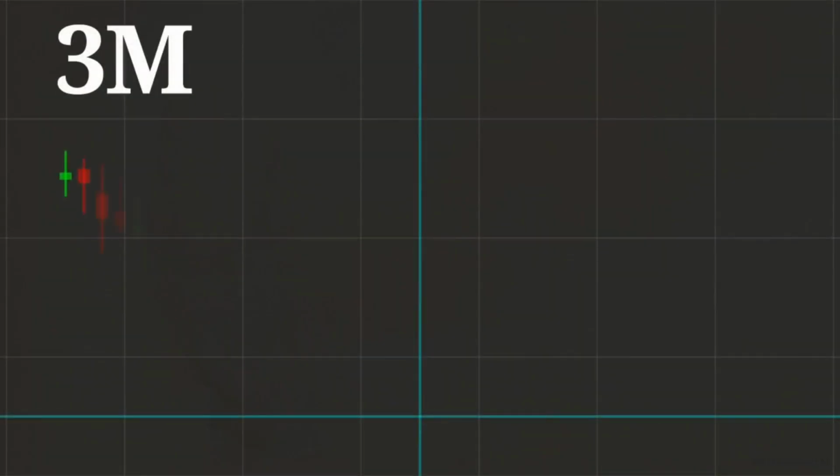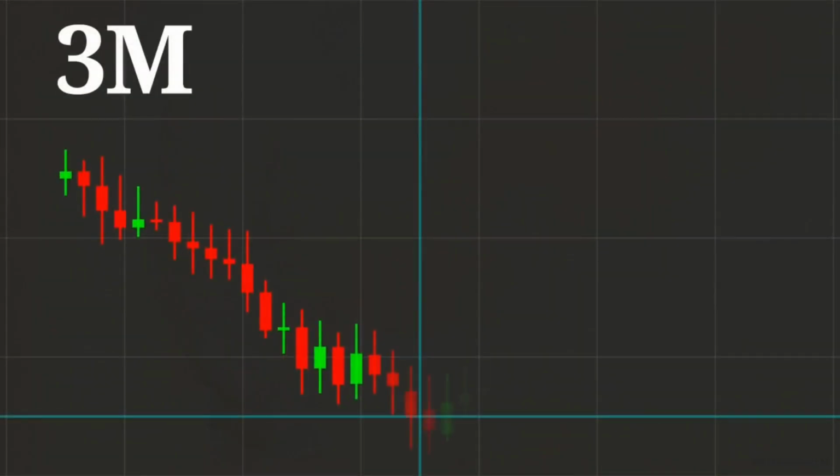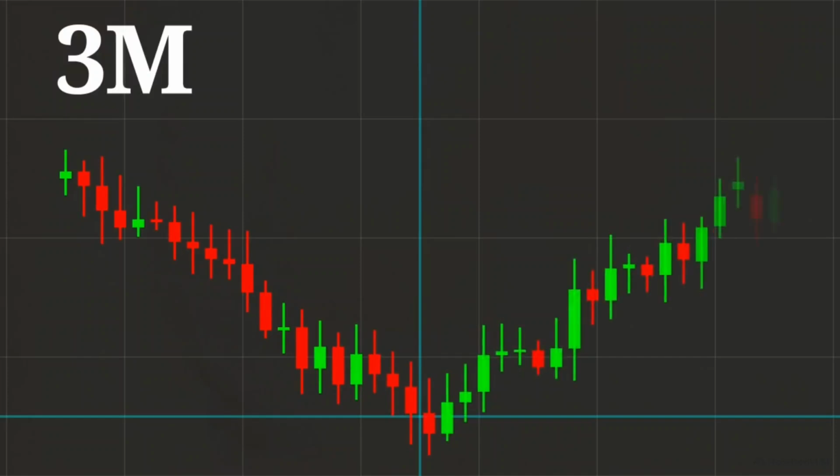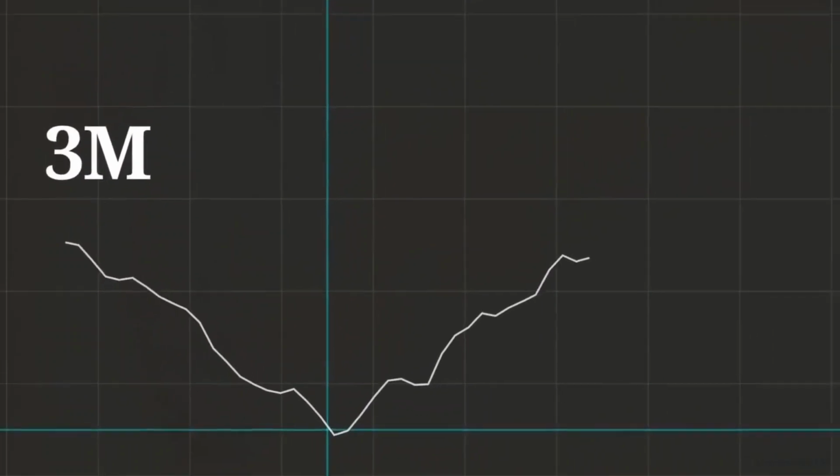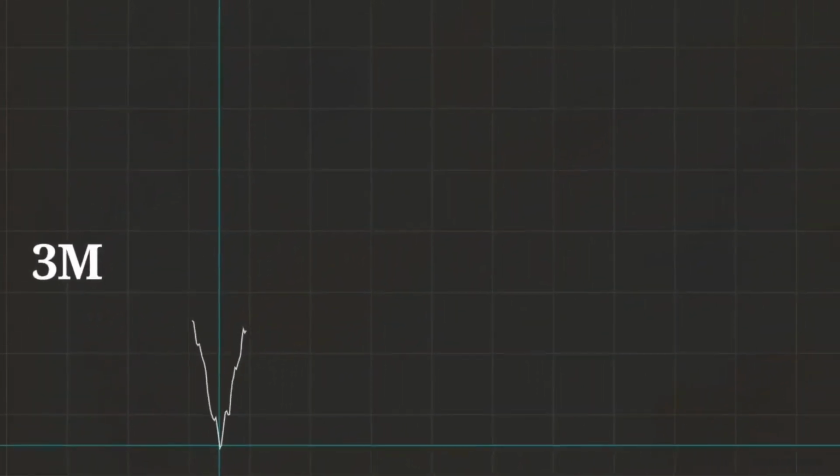Stare solely at a 3-minute chart, and you're looking at statistical noise. Price whipsaws violently in a vacuum of chaos. But zoom out, and that chaos evaporates. Those erratic 3-minute spikes merge into a single, highly predictable lower wick of a massive daily candle.